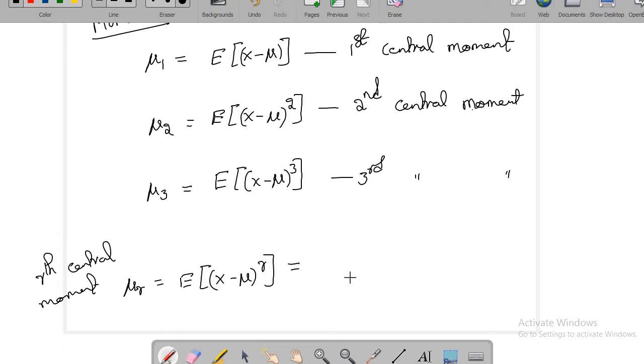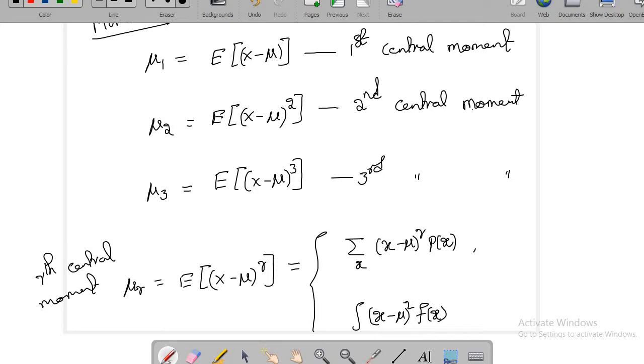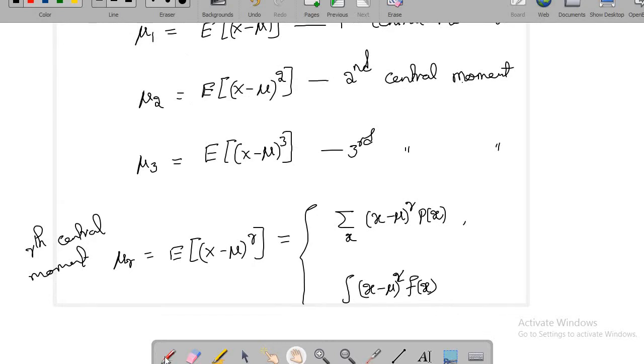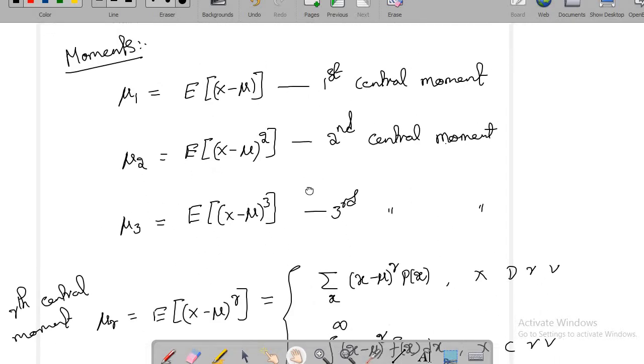I hope you know how to calculate this. Suppose if x is discrete, then this is summation, x minus nu whole power r into p of x, summation over x for a discrete random variable. Whereas if it is continuous, this is x minus nu whole power r into f of x, where integration over minus infinity to infinity into dx. This is what for a discrete random variable, and this is what for a continuous random variable. Okay, so these are what we call central moments.